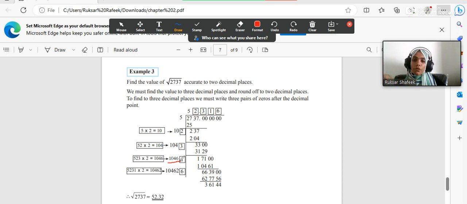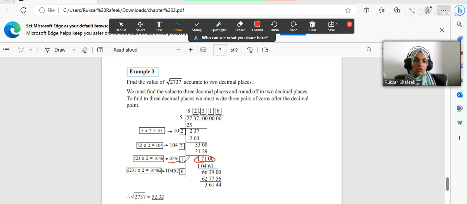So 1046, now you need to figure out, you add the 2 zeros here, you have 17,100 there. So 17,100, you need to figure out which number would be closer. So now when you add, you have 1046 and you put 1 here, you have 10,461. That's pretty much the only thing.